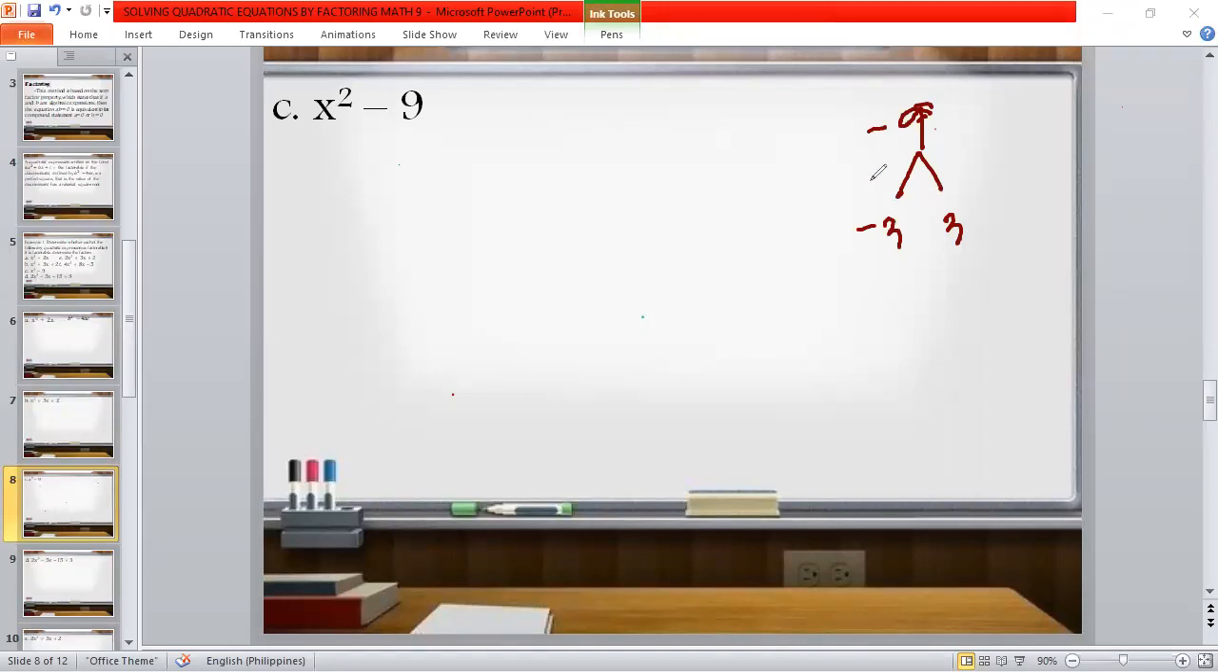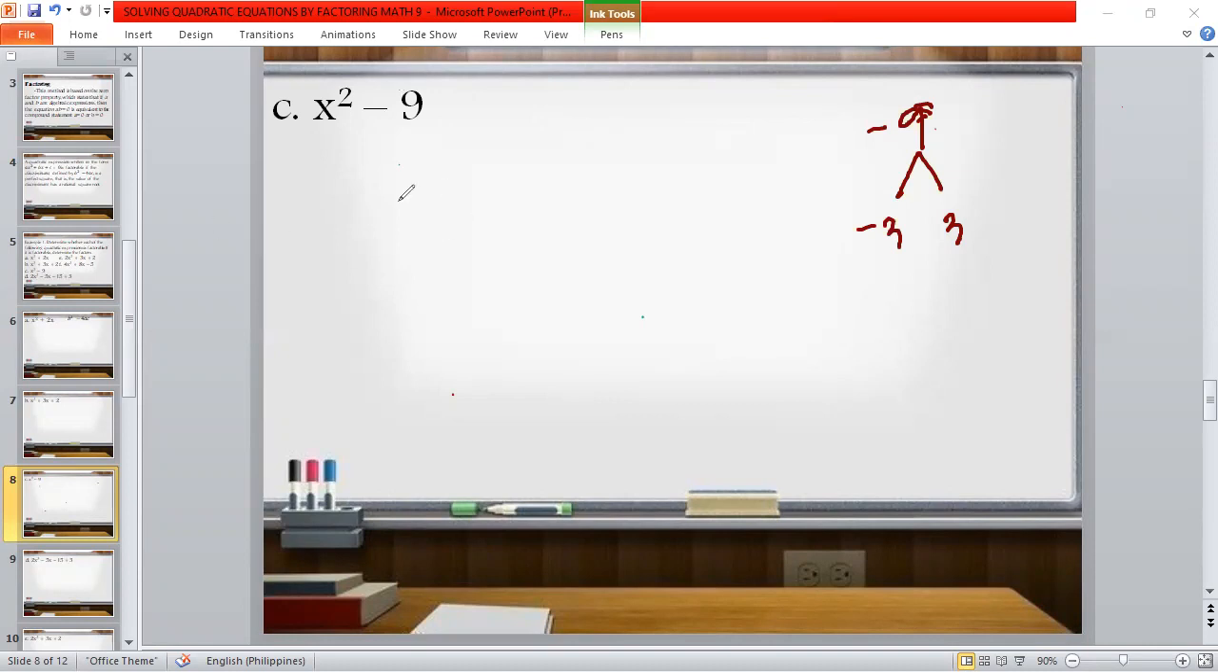Tama po? Okay. So ganito class, kapag po perfect square po ang ating last term, dapat po kung ano po yung square root niya, yun po yung gagamitin natin. And then dapat po magkaiba sila ng sign. Again, kapag po perfect square po ang ating last term at wala po siyang second term, ibig sabihin po kung ano po yung square root ng perfect square na yon, yun po yung gagamitin natin pero magkaiba po sila ng sign.